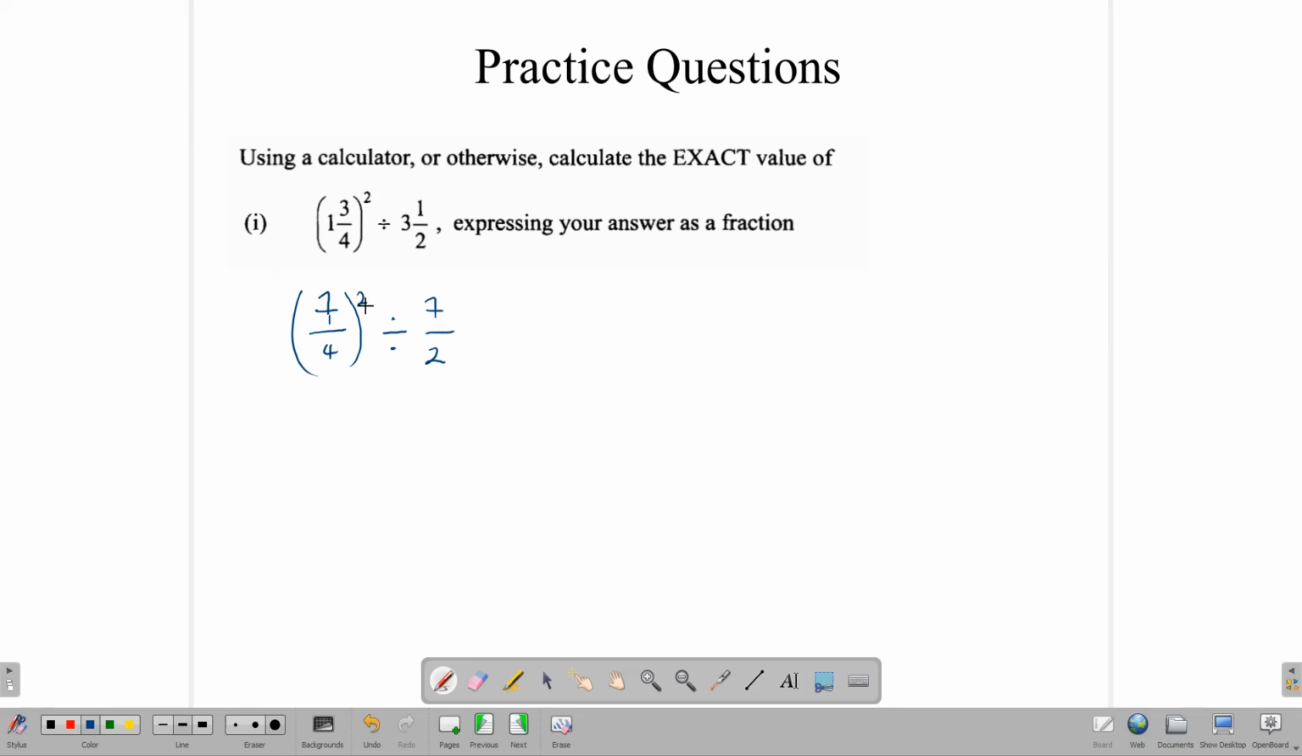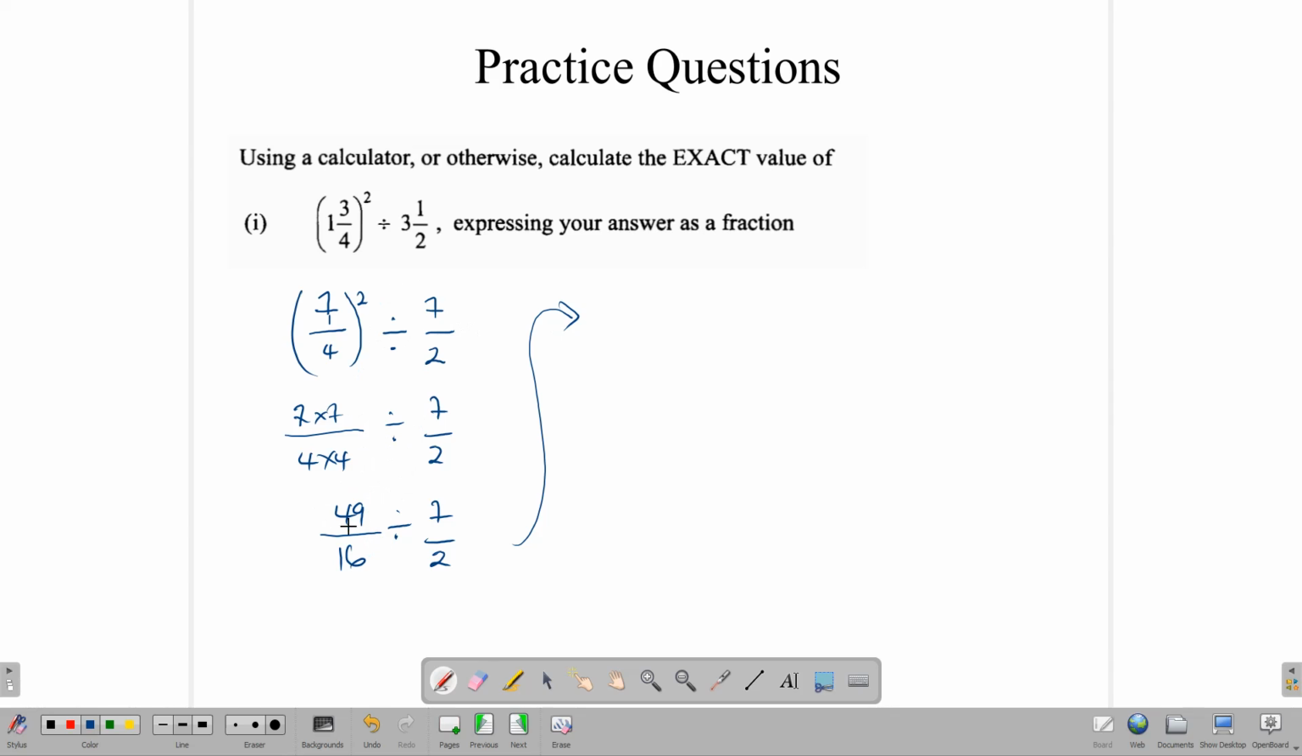Now, 7 squared means 7 times 7. And 4 squared means 4 times 4. Divided by 7/2. So we have 49/16 divided by 7/2. I'm just making sure I go through all the steps here and not skip any, so that if you're following, you won't have a problem following. Of course, you won't have to do every single step.